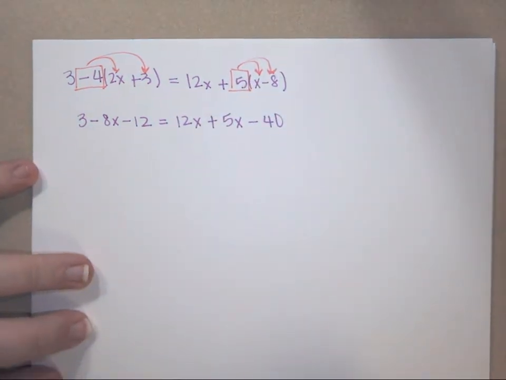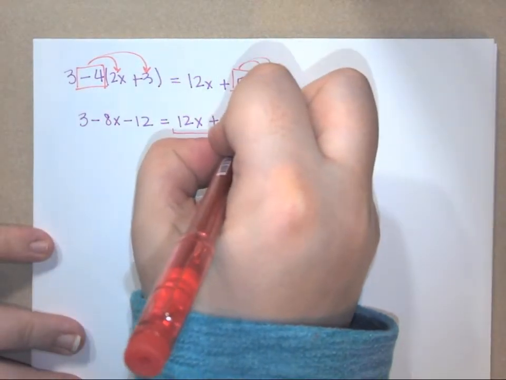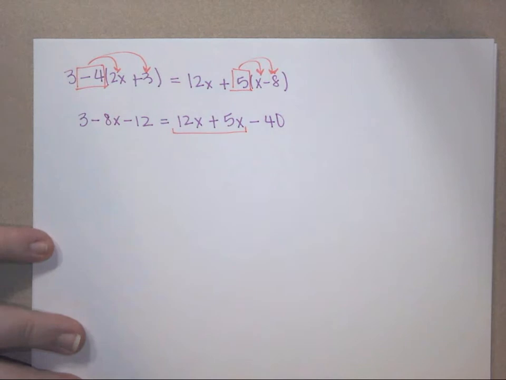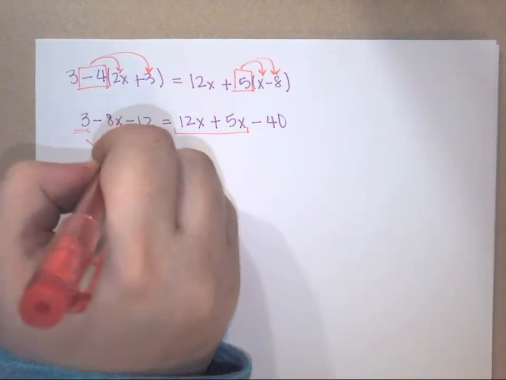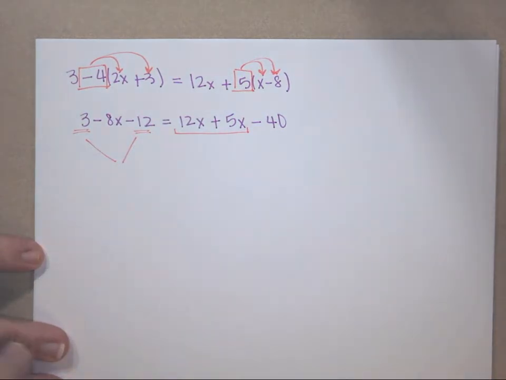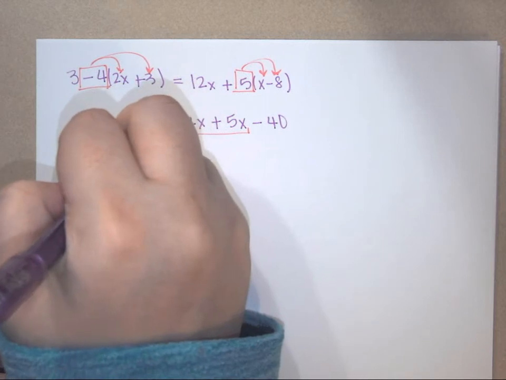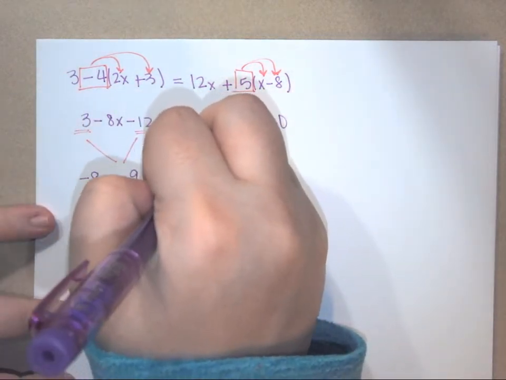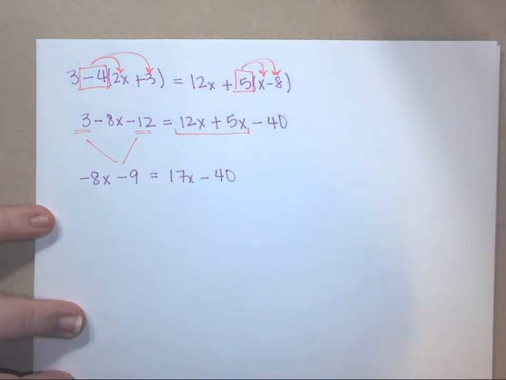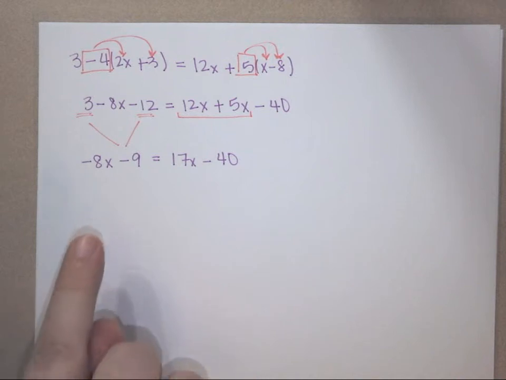Now we need to start combining. The first thing is to work on our x's. We're going to combine these terms together, and we're also going to combine our constants on this side. So here we're going to end up with negative 8x minus 9 is equal to 17x minus 40. Now I have an x on either side of my equal sign, so the trick I like to use is this: keep your x positive.